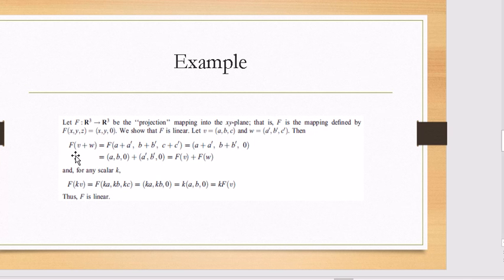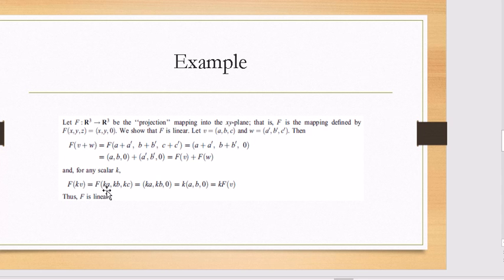Now we have proved that the first condition of a linear map is satisfied, that is f of v plus w equals f of v plus f of w. Now we will check whether the second condition of linear mapping is satisfied or not. We take a scalar k from the field F and we will apply f to the multiple of k and v. Here we will first multiply k with v and then we will apply f.